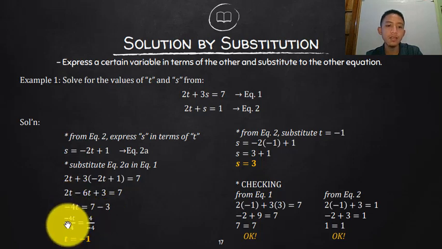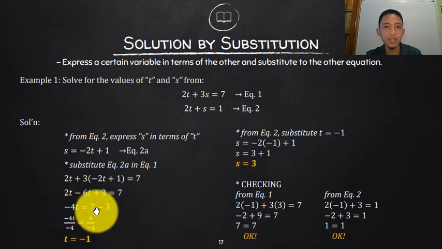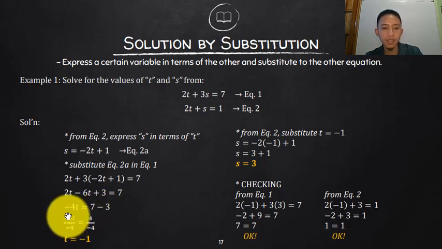If I do that, negative 4 and negative 4 cancel on this side, so that will be just t, and here 7 minus 3 is positive 4, isn't it? And that is divided by negative 4. Again, what you do on one side, you need to do also on the other side of the equal sign. That is the rule of algebra. 4 divided by negative 4 is negative 1. So you have your value of t, which is negative 1.